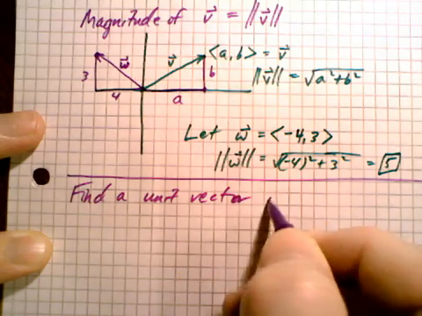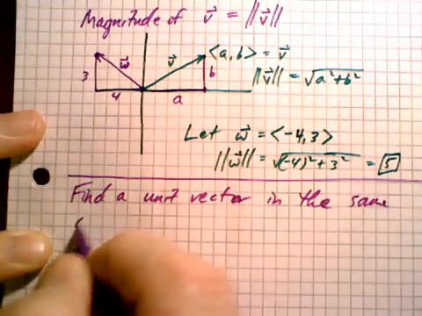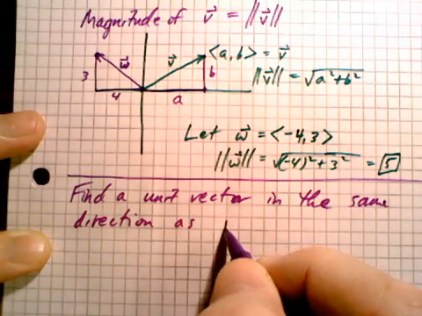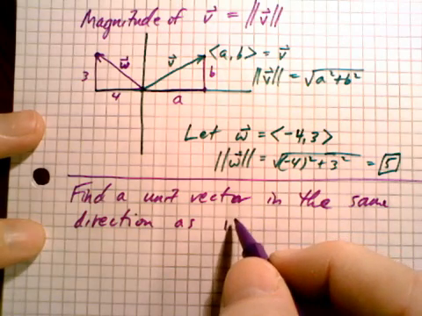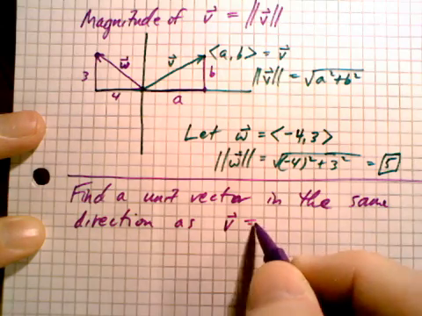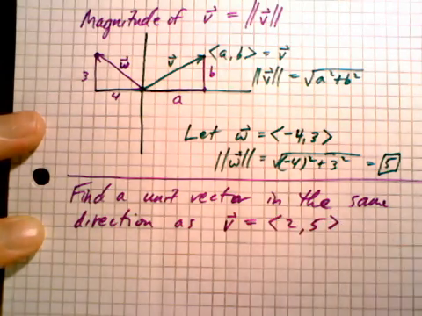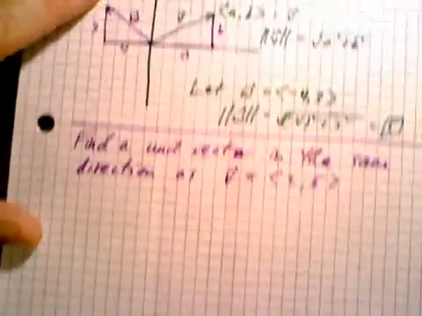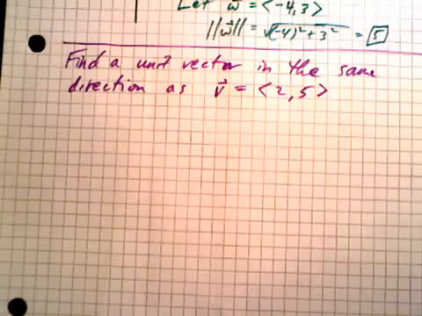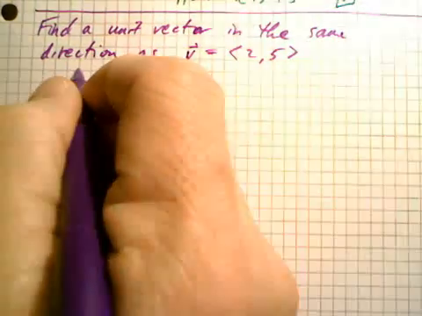in the same direction as a given vector. And the given vector, let's call it v, as v equaling <2, 5>. So we have this vector <2, 5>, and we're going to try to find a unit vector that is in the same direction. Now you can memorize the formula or you can memorize the concept.